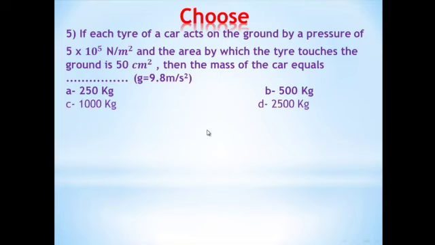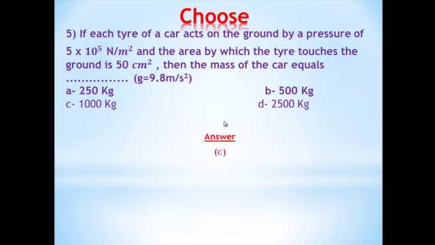If each tire of a car acts on the ground by a pressure of 5 times 10 power 5 Newton per meter square, and the area by which the tire touches the ground is 50 centimeter square, then the mass of the car equals: A, 250 kilogram; B, 500 kilogram; C, 1000 kilogram; D, 2500 kilogram.